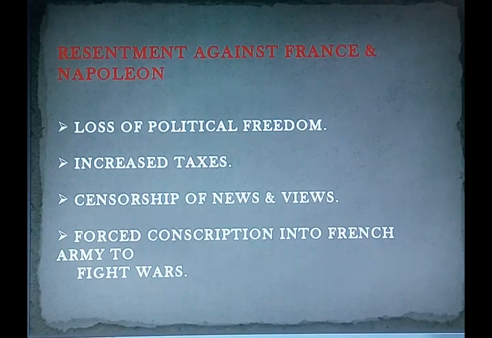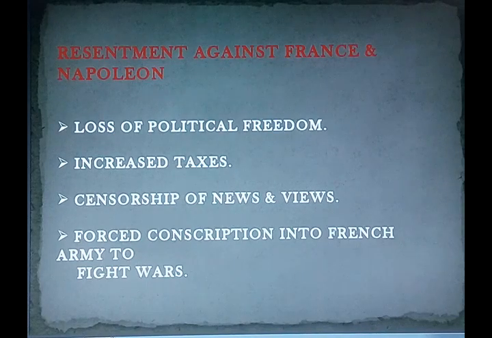Number one, loss of political freedom. All those places which were brought under his control, the old kings and princes were removed. And the political freedom to form associations, to form new parties, was all stopped. It was banned. So people got angry with Napoleon. Another thing, Napoleon increased the taxes upon the people because he was busy expanding his empire, so he needed a lot of money for the war. So he kept on increasing different types of taxes, so people got annoyed.